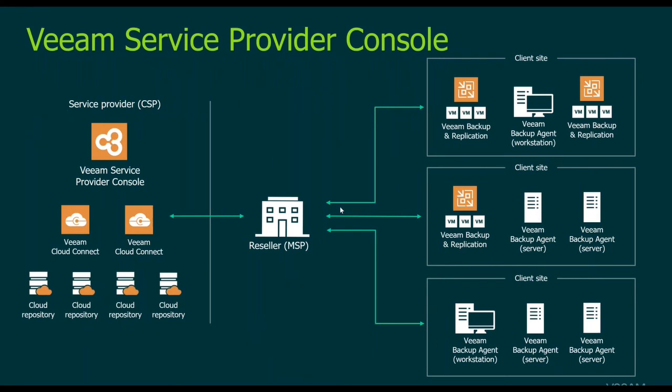So as you see here on the right-hand side, we have client site 1, 2, and 3. They have different workloads. Some have 2 hypervisors, maybe VMware and Hyper-V. The other one is just a regular hypervisor with some actual server agents. And then you also have, hey, I have a workstation and 2 servers.